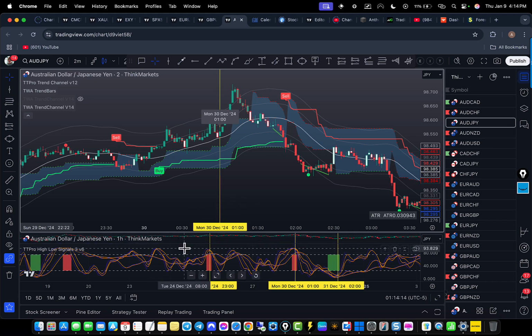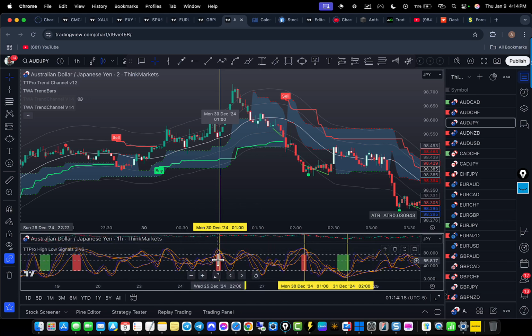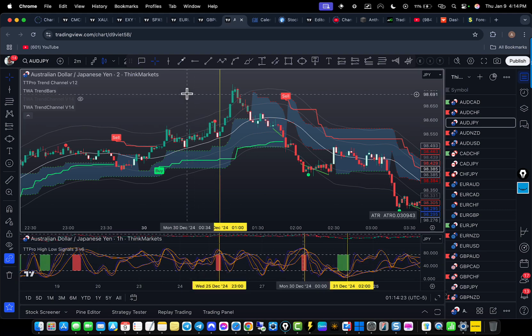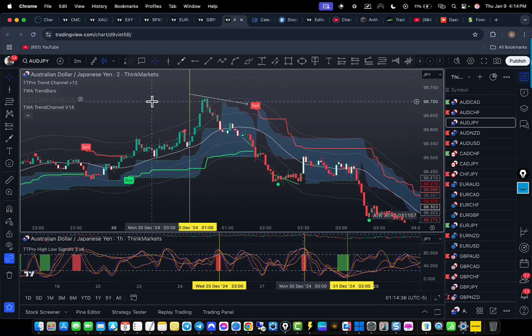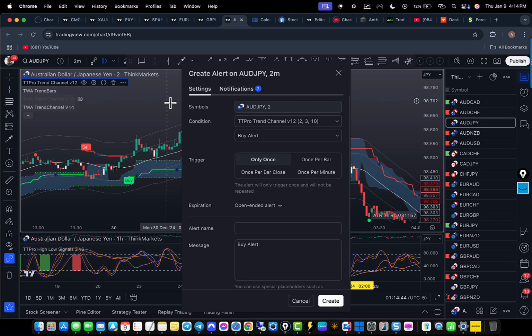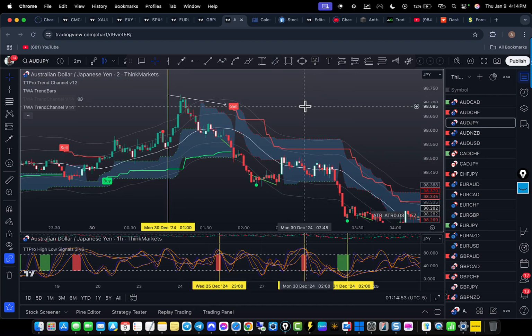Now, on the chart below, the signal that flashed here, the alert that flashed was a red alert. So what we are looking for is the next red sell signal after the alert fires on this chart down in here, right? So that's it. So how do you get that? You'd simply come up here, you go to Trend Channel version 12, you click the 3 dots, add alert, and we want a sell signal. Once per bar close, create. That's it.